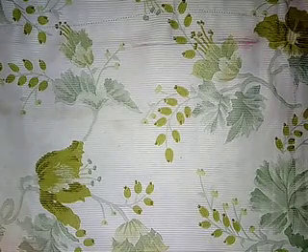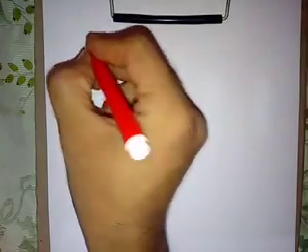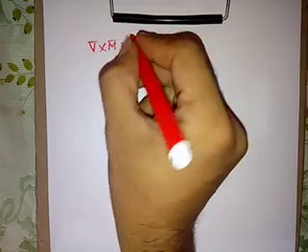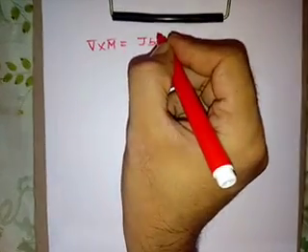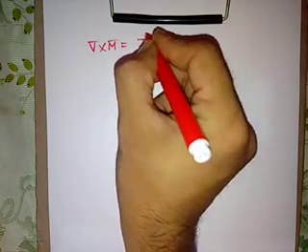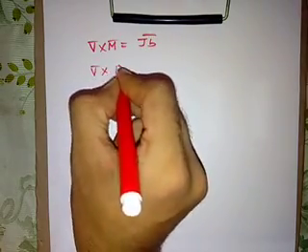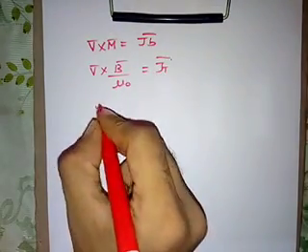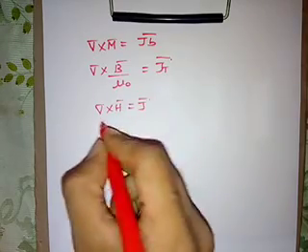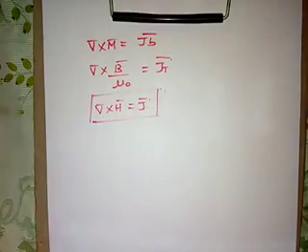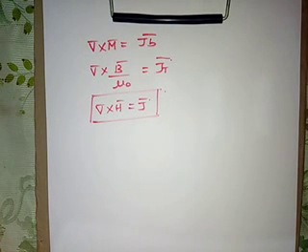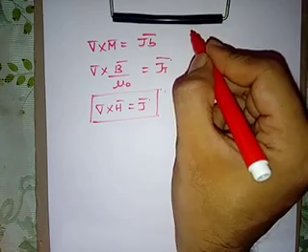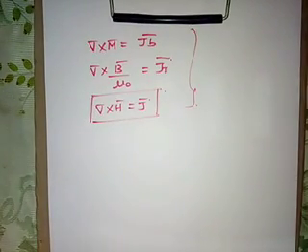From the definition of the curl, the various equations are: del cross M bar is equal to Jb bar. Then del cross B bar upon mu naught is equal to Jt bar. Del cross H bar is equal to J bar. We know del cross H bar is equal to J bar is nothing but the point form of Ampere's circuital law. So these equations we have written based on the definition of the curl.